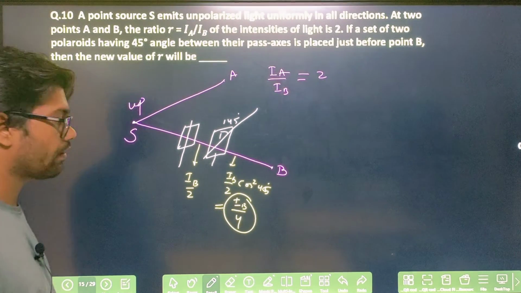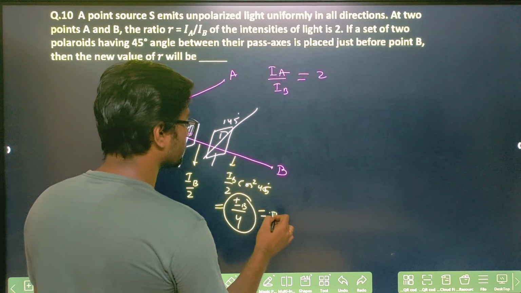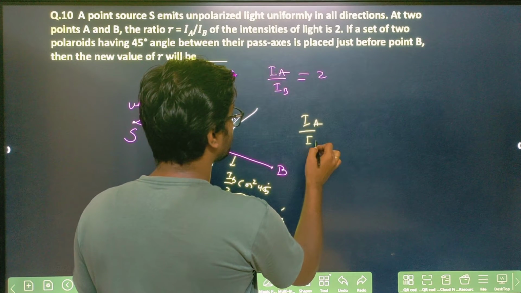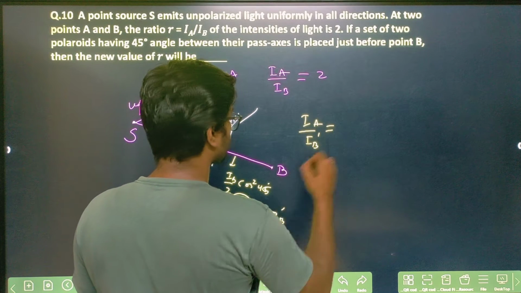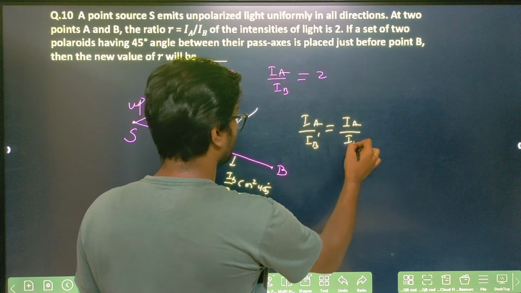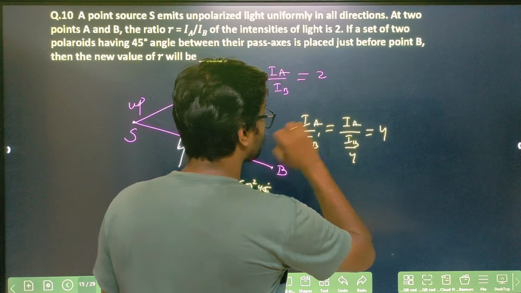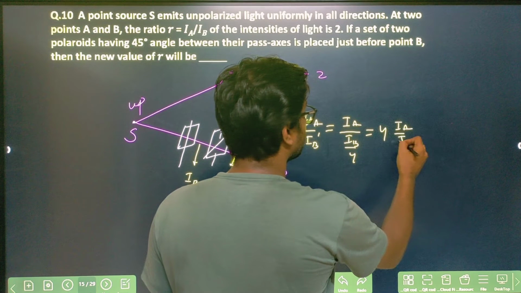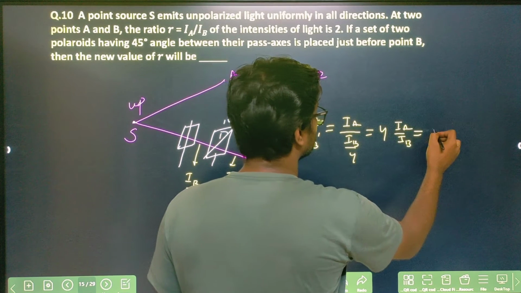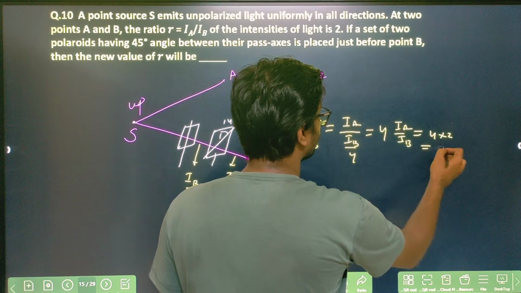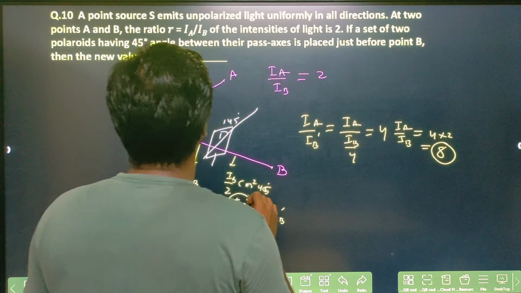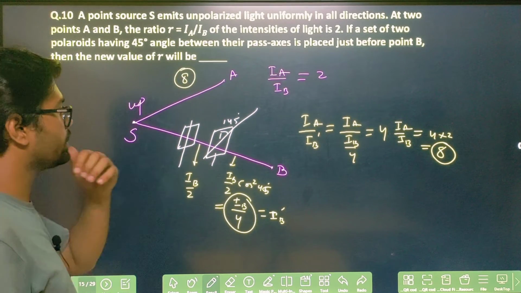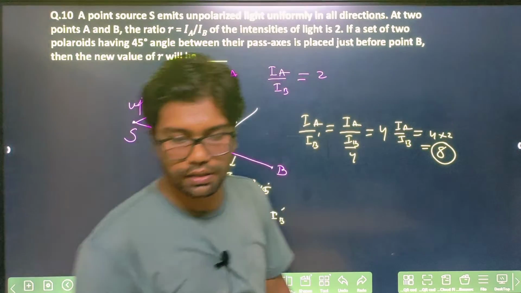Clear? IB divided by 4, and this I am calling IB dash. Let's see. The new relation, IA by IB dash, is equal to how much? IA divided by IB by 4. So this will be 4 coming, right? 4 into IA divided by IB. So IA by IB is 2. This will be 4 into 2, which is your 8. So the answer will be 8, right? New R will be your 8. Previously it was 2, now it will be 8. Clear?